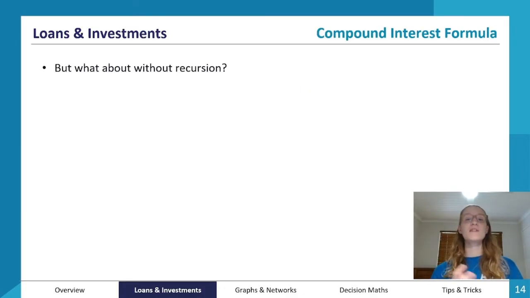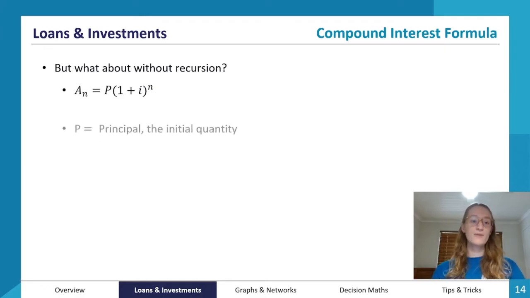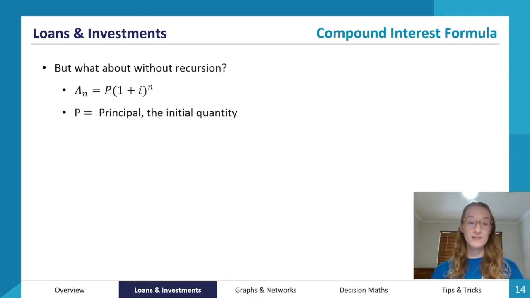So compound interest using recursion is quite time consuming. What if we wanted to do it without recursion? Thankfully, we have a formula for that, and this is a formula that many of you are probably familiar with. A_M equals P(1 + i)^n. So what do these variables mean? First, P is the principal, and that's the initial quantity. For example, if we had $20,000 in a bank account, then that would be the principal. That's our starting point.